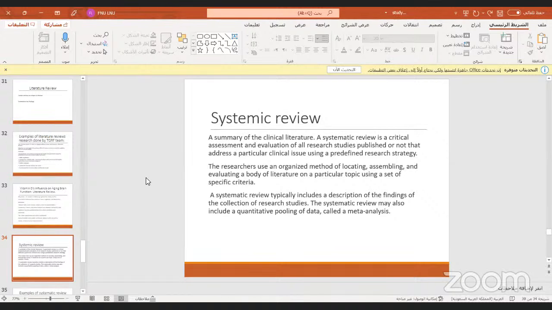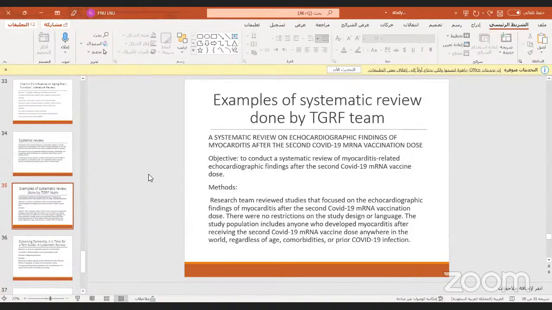A systematic review typically includes a description of the findings of collections of research studies. A systematic review may also include a quantitative pooling of data called meta-analysis, and this is a broader concept than systematic review. Examples of systematic reviews done by the fellowship team: there is a systematic review on echocardiographic findings of myocarditis after the second dose of messenger RNA COVID-19 vaccination.